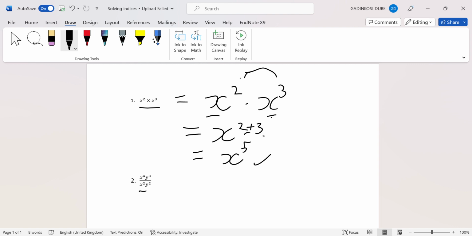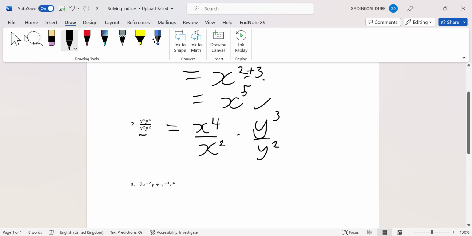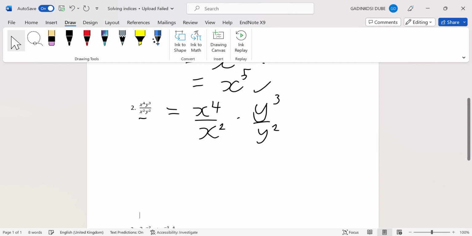So you can see here you've got x to the power 4, which is divided by x to the power 2. We'll multiply, and we've got y to the power 3 divided by y to the power 2, separated so that you can see. Once you have such a situation, things become much easier when you're solving. Let me create more space, as I did for the previous question.